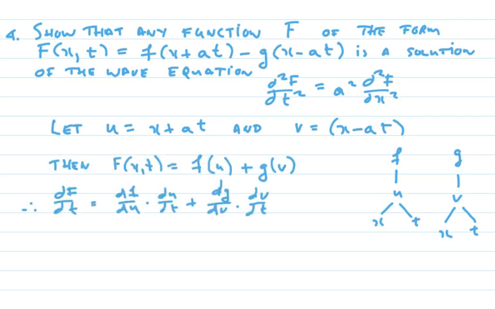We can now find a formula for the partial derivative of f with respect to t, namely df du times du dt plus dg dv times dv dt. We cannot compute df du and dg dv because there's no formula given for that, but we can compute du dt and dv dt. That gives us the following.